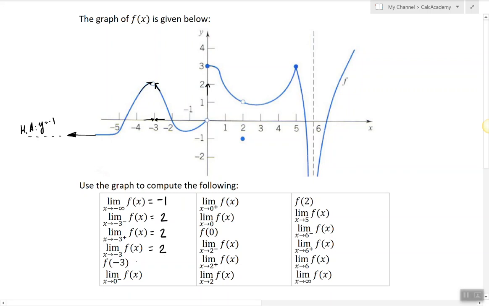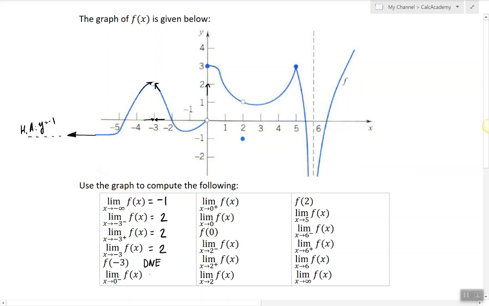However, f of -3 does not exist. So here you have to remember that limits are not about the values of the function at the point, but the behavior of the function as x approaches some point. Next, we continue to the next value, 0.